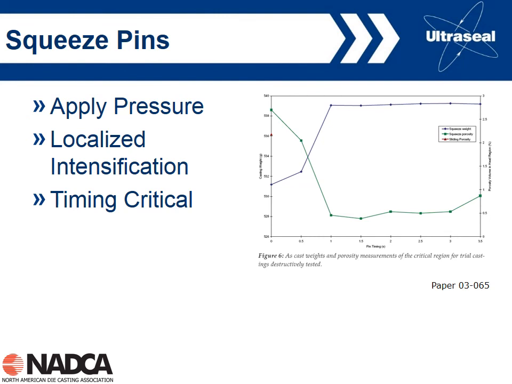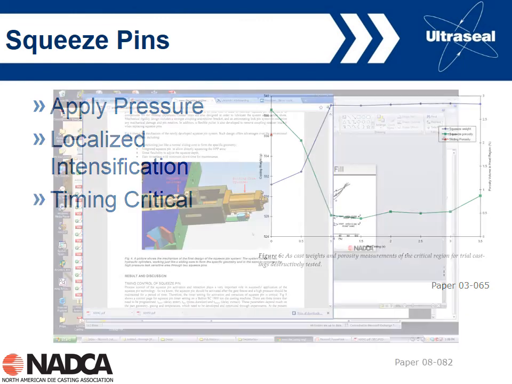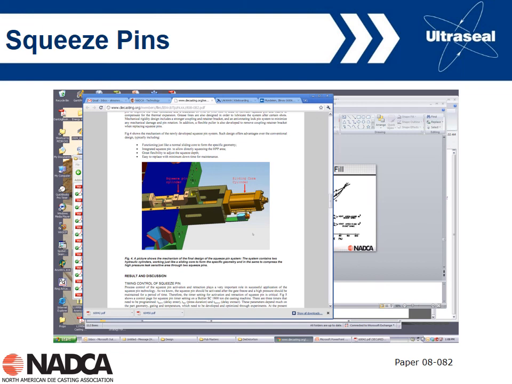But one thing that's really important is that the timing of the application of the pressure of the squeeze pin is critical. If you do it too early, then you're just pushing on the liquid metal and you're having no impact. If you do it too late, the metal's already solidified and you're just pushing on solid metal, and again you have no impact. So timing is very important in terms of the application of the squeeze pressure. And here's a paper from '08 talking about the configuration. So basically you've got a squeeze pin cylinder where we provide pushing on the metal, and it's activated by a separate cylinder shown here.